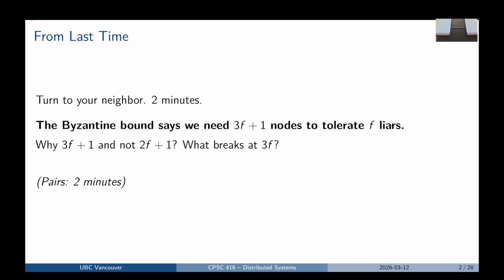So last Tuesday, we were talking about the Byzantine case, and what we found was that we needed 3f plus 1. So in other words, f is the number of failing nodes. So we need 3 times that plus 1 in order to be able to successfully protect against the Byzantine nodes. So just take 2 minutes and try and explain it to each other so that you refresh that in your memory.